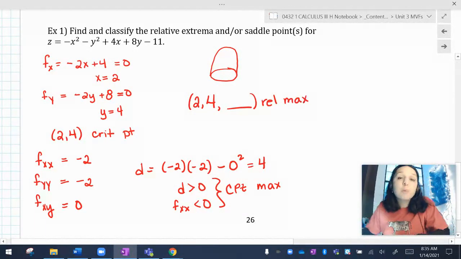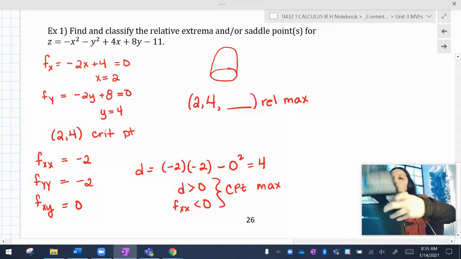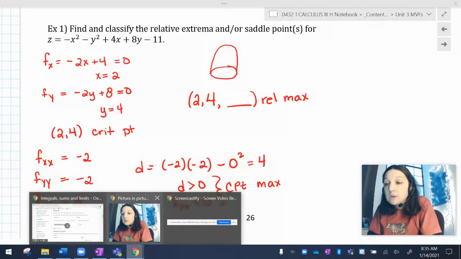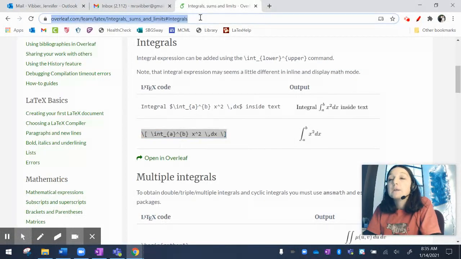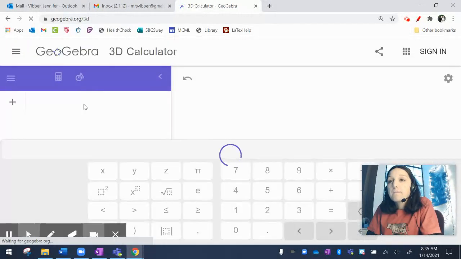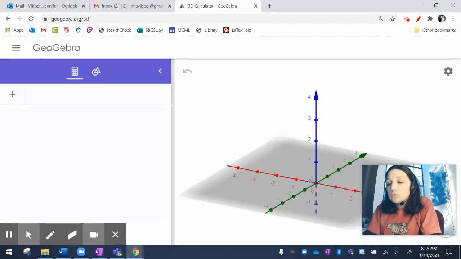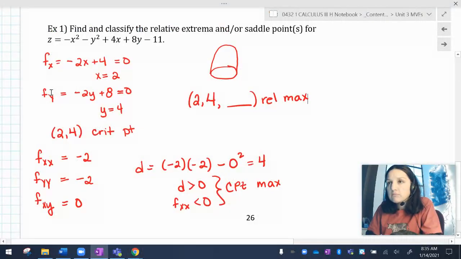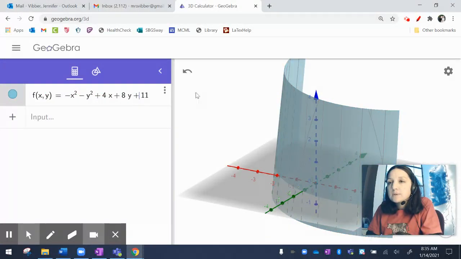And let's go to GeoGebra just to make sure. And what do we have here? Negative x squared minus y squared plus 4x plus 8y minus 11. So f of xy, negative x squared minus y squared plus 4x plus 8y. I want to say it was plus 11, minus 11. Oh, so close.